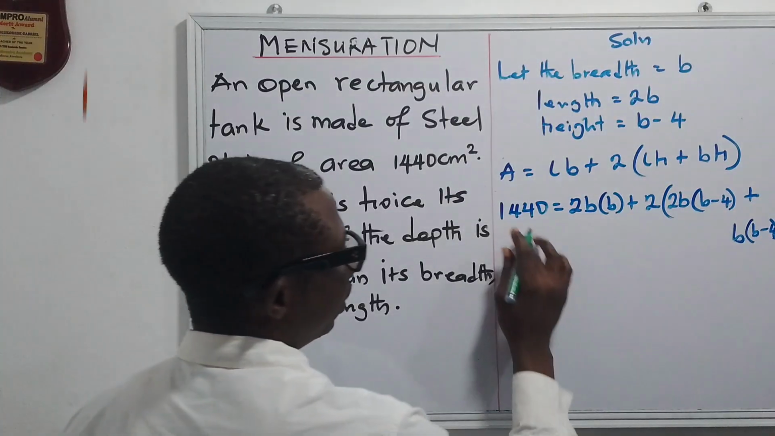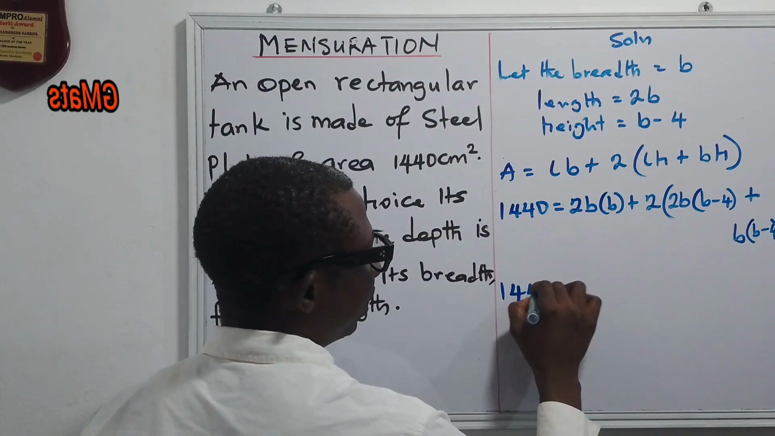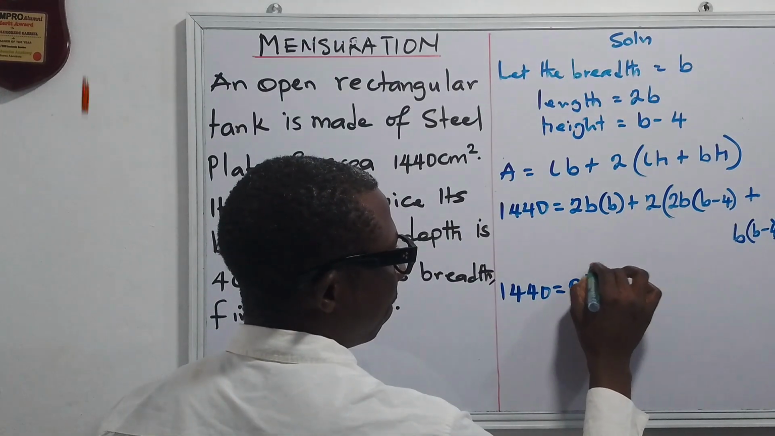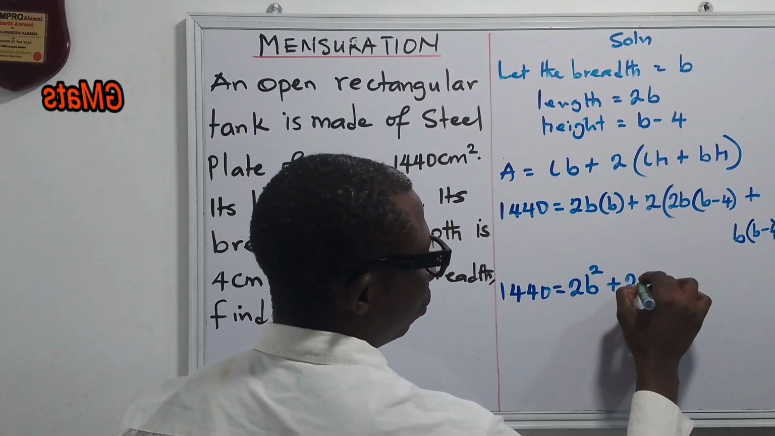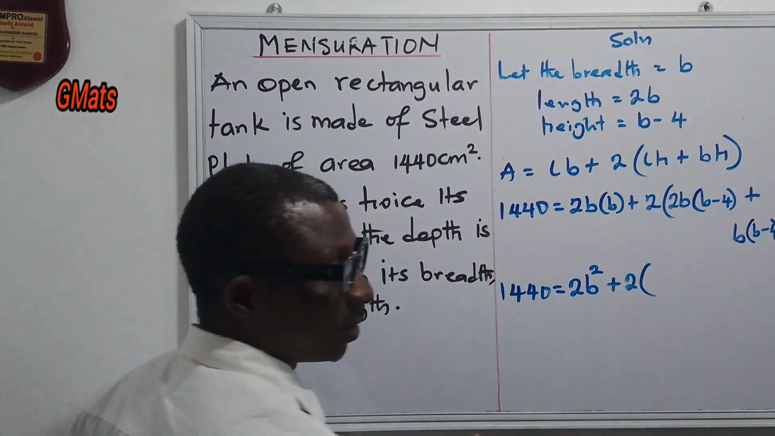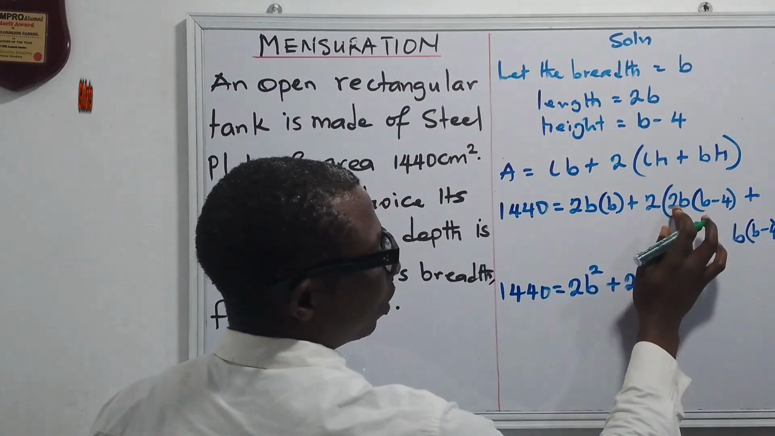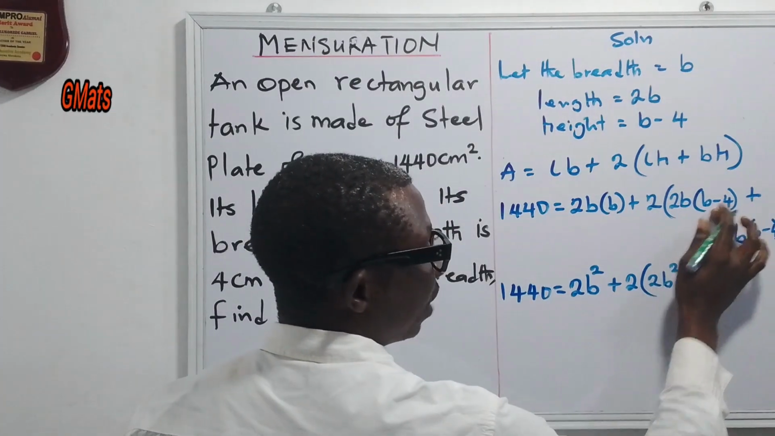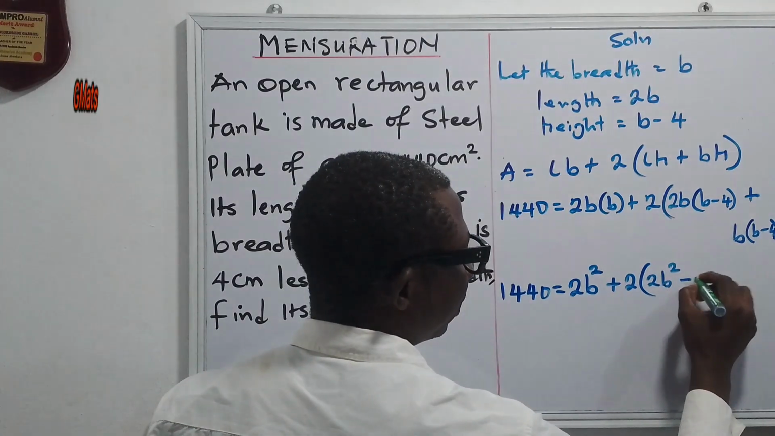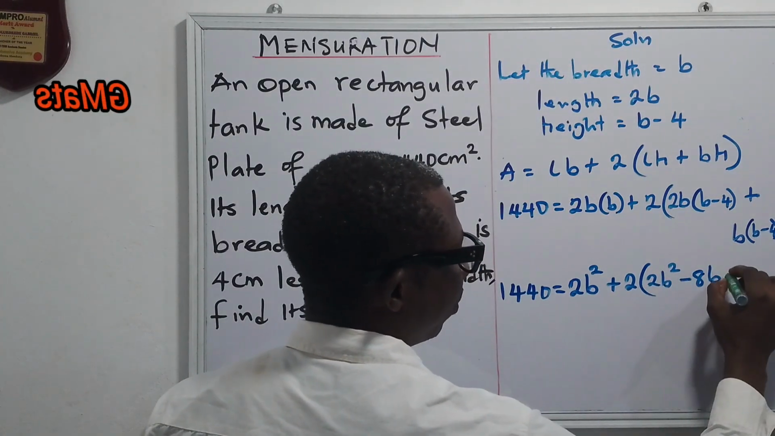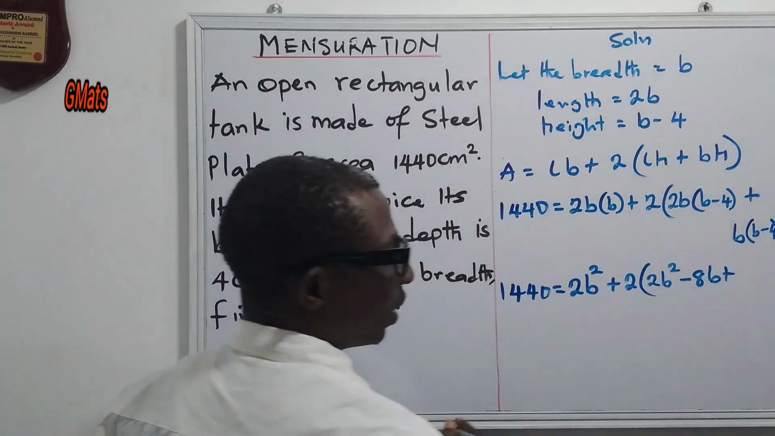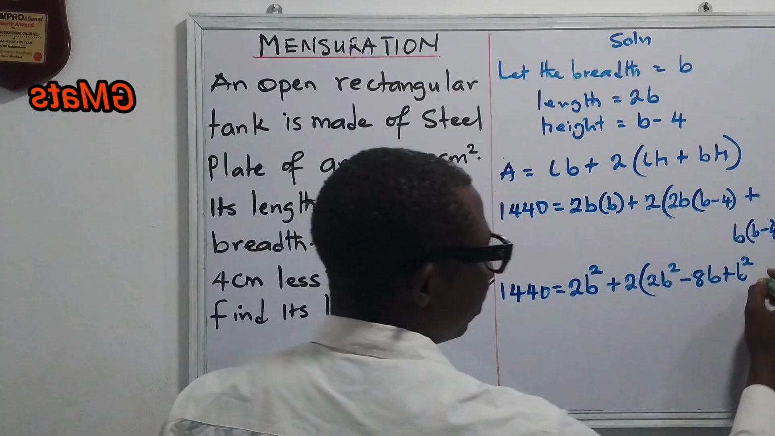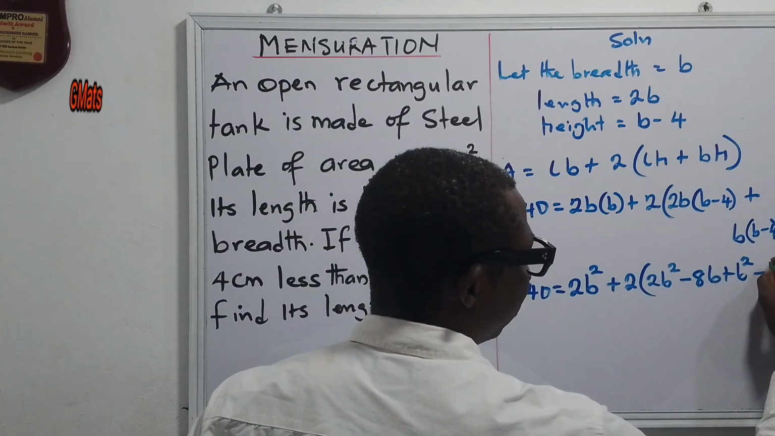So now we have 1440 equals, now let's multiply this. We have 2B squared plus 2 open bracket. Now let's tidy up what we have inside. Let's open this bracket: 2B times B, we have 2B squared. Now 2B times negative 4, we have negative 8B. Plus, now let's open this bracket: B times B, we have B squared, and B times negative 4, we have negative 4B.